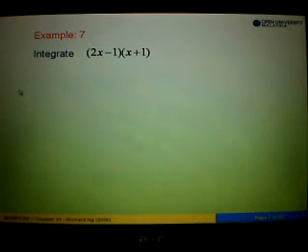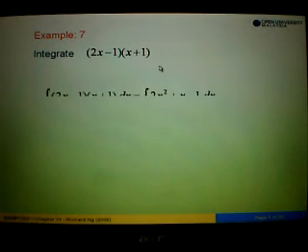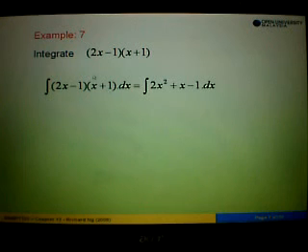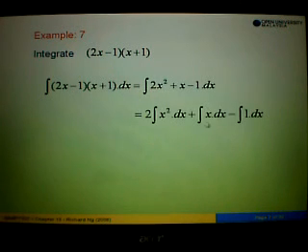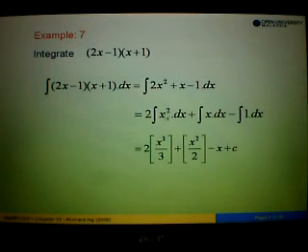Okay, let's look at example 7. We are asked to integrate (2x minus 1) times (x plus 1). What we need to do first is expand these two brackets. We multiply, and we will get 2x squared plus x minus 1. Then we split into 3. Integrating 2x squared will give us 2x to the power 3 over 3, plus integrating x will give us x squared over 2, integrating minus 1 will give us negative 1x plus c.